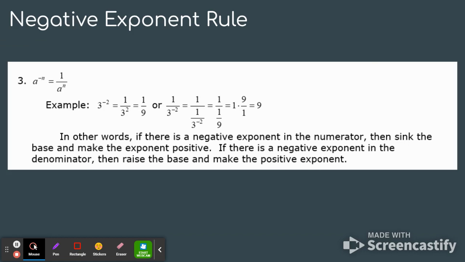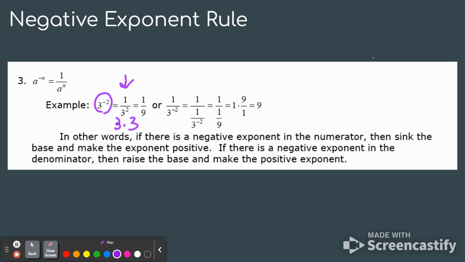Here we are. Negative exponent rule. We've got a to the negative n is equal to 1 over a to the n. This one is sometimes tricky because we don't think about fractions like this. But you see here we've got 3 to the negative 2 power. That is actually the same thing as 1 over 3 squared. If I multiplied out 3 times 3, then I'm going to get 9.